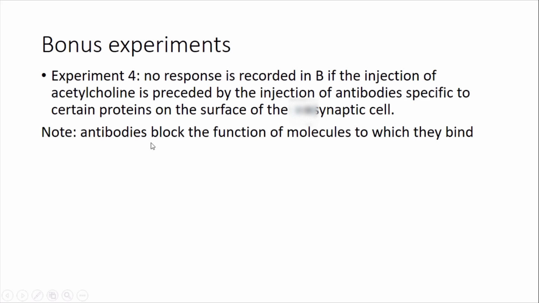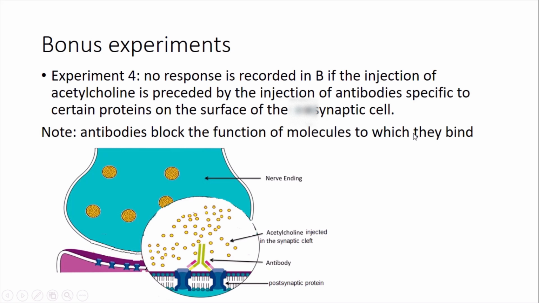They're saying antibodies block the function of molecules to which they bind. So let's see it in a diagram here. This is the synapse. This is the acetylcholine they injected. But before doing that, they had injected something called an antibody, which are immunological molecules which bind to proteins and block their function. So what we're doing here, we're blocking the function of these proteins on the postsynaptic cell, and then we're injecting the acetylcholine, and this prevented the acetylcholine from working because we got no response here.